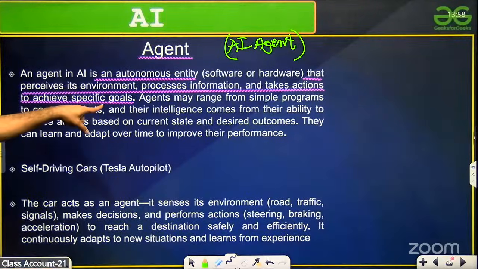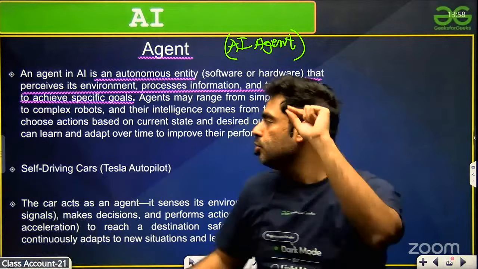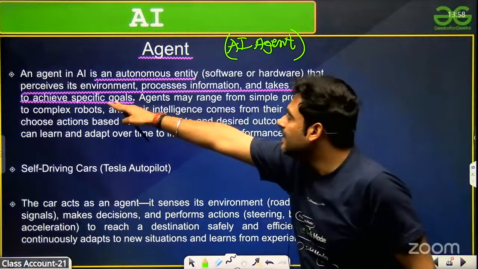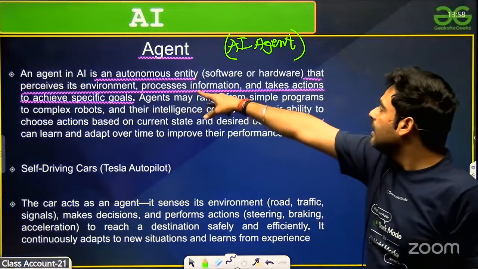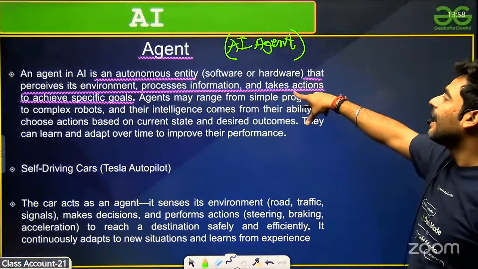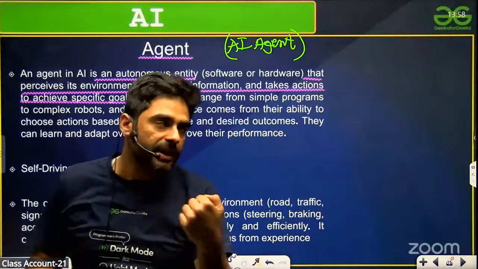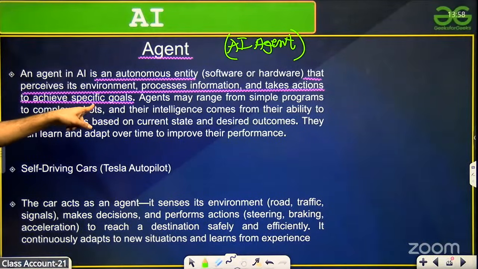So what is an agent? You should know the definition: it is any autonomous entity that perceives its environment, processes information, and takes action. It can perceive the environment, process the information and take the action, to achieve specific goals.